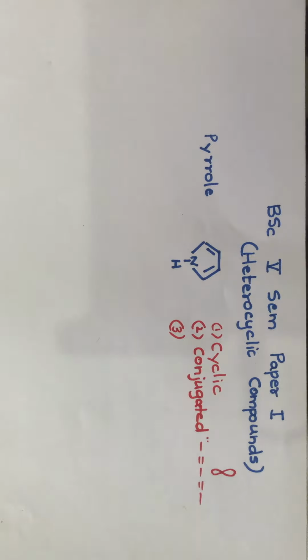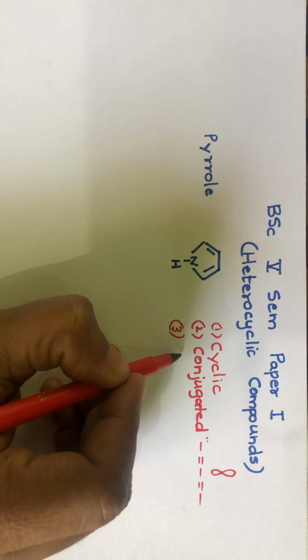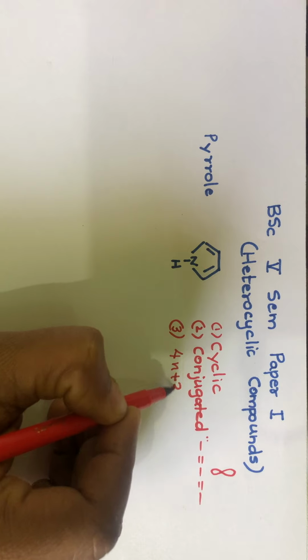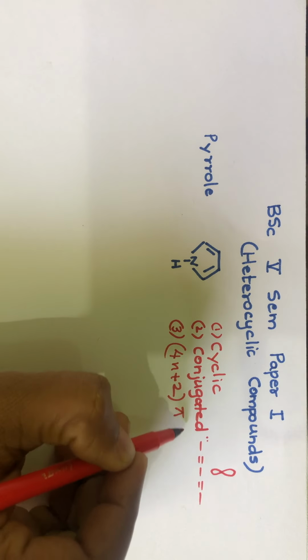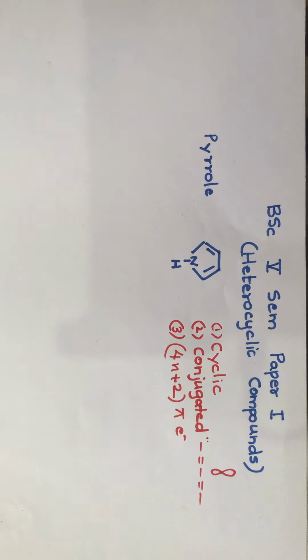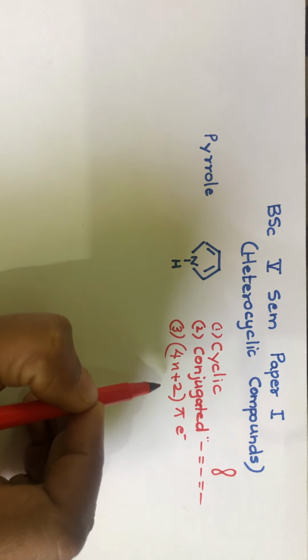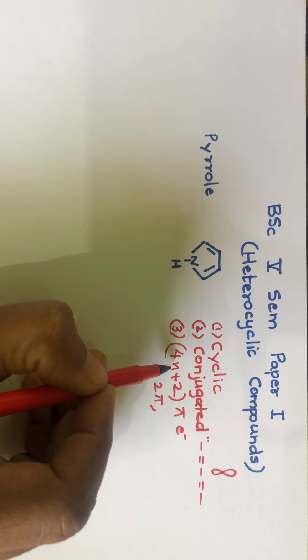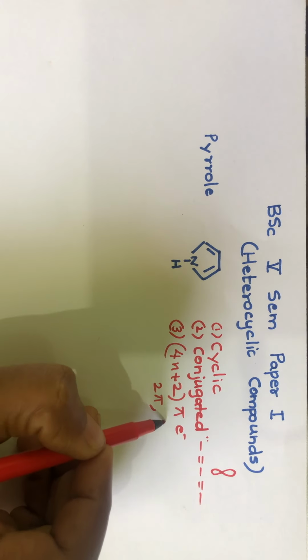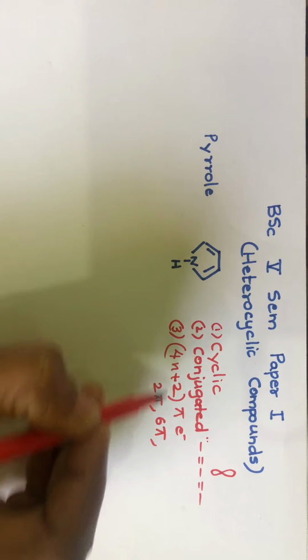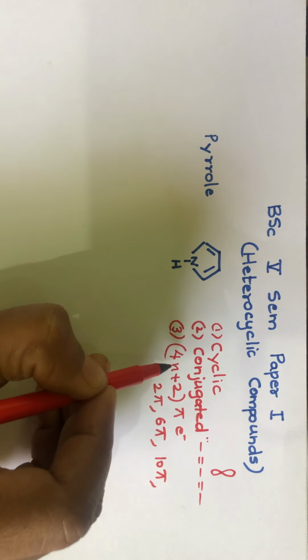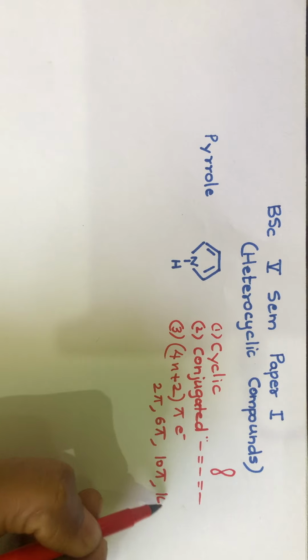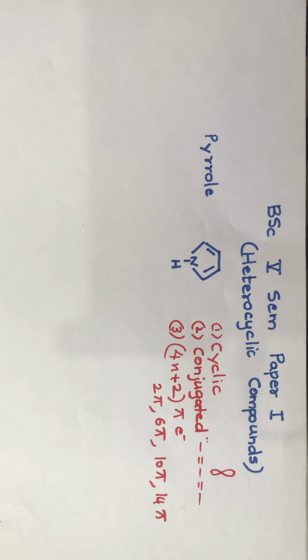Third one, it should follow Huckel's rule. Huckel's rule: it should have 4n plus 2 pi electrons, where n may be 0, 1, 2, 3, and so on. If n is 0, it will be 2 pi electrons. If n is 1, it will be 4 into 1 plus 2, 6 pi electrons. If n is 2, it will be 10 pi electrons. If n is 3, it will be 14 pi electrons, and so on. So these are the main conditions for aromaticity.